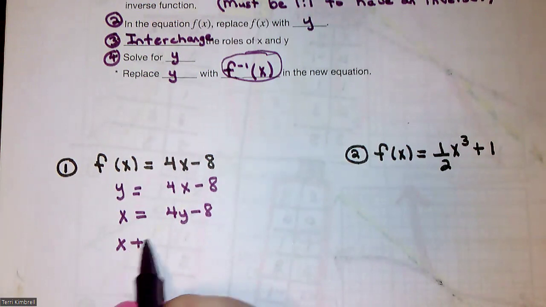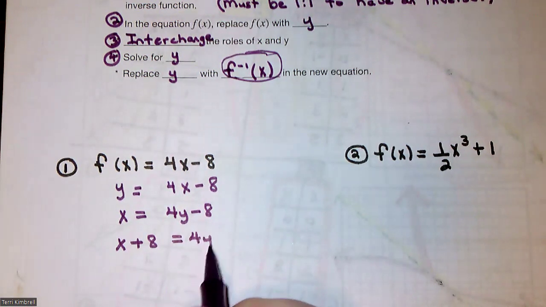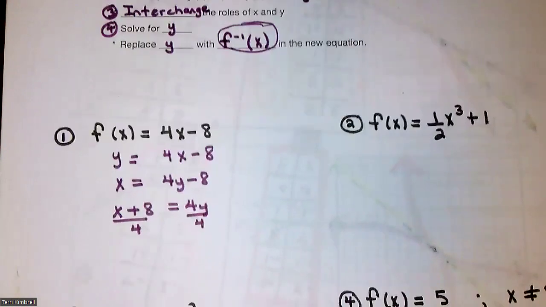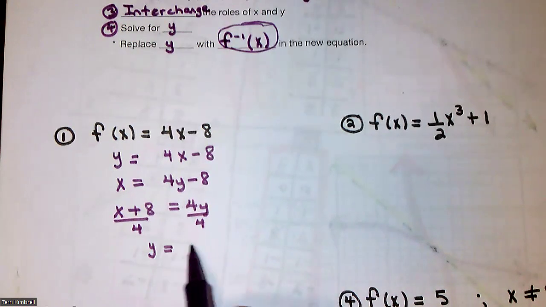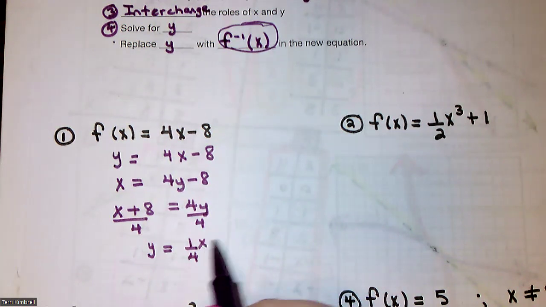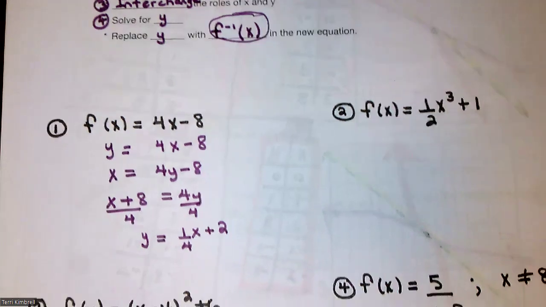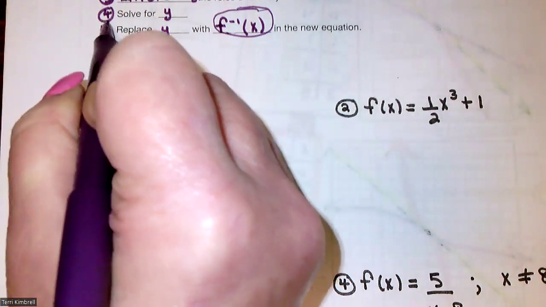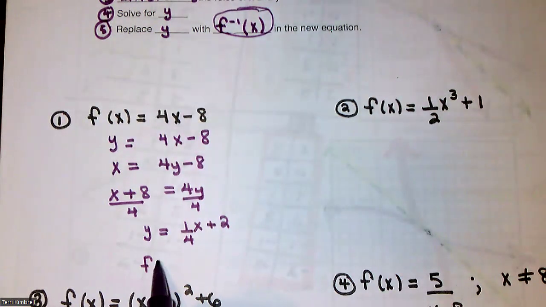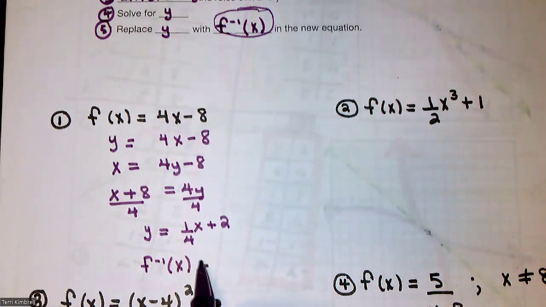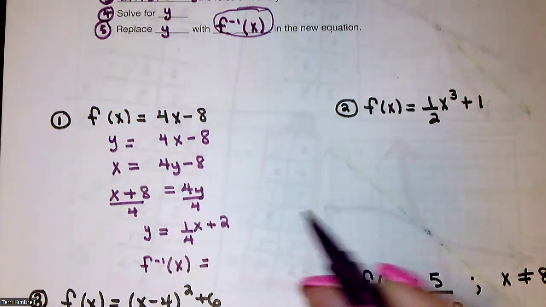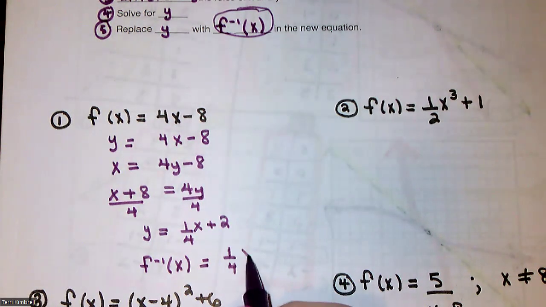So we would have x plus 8 equals 4y. Divide by 4, and we get y equals 1/4 x plus 2. Okay, then we're going to interchange the y with f inverse, because that's the inverse of my function, and it would be 1/4 x plus 2.